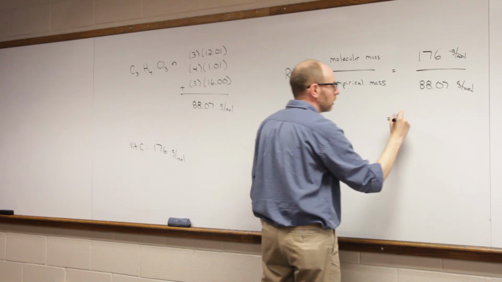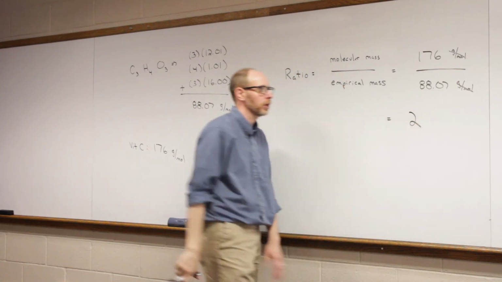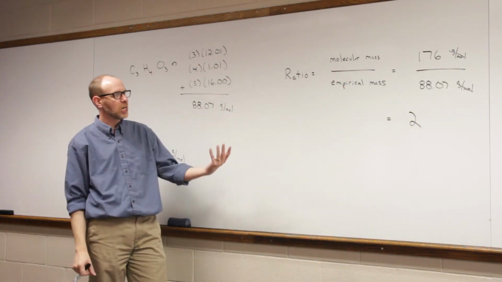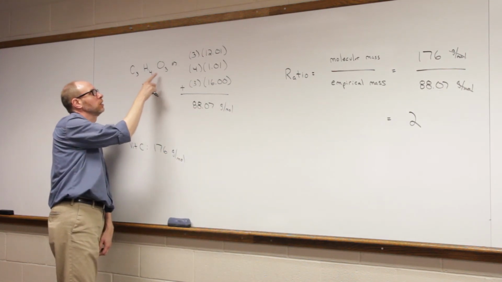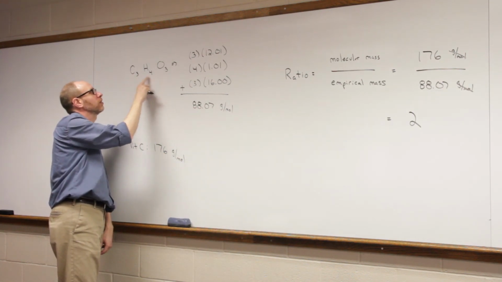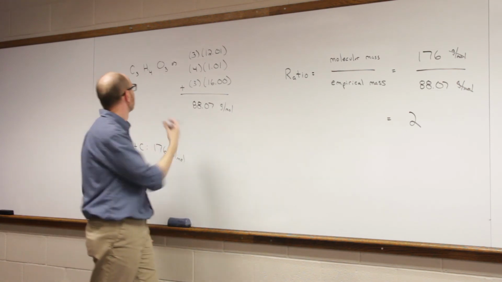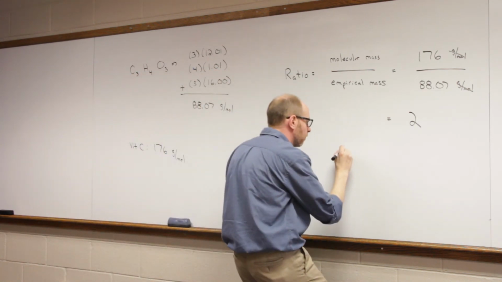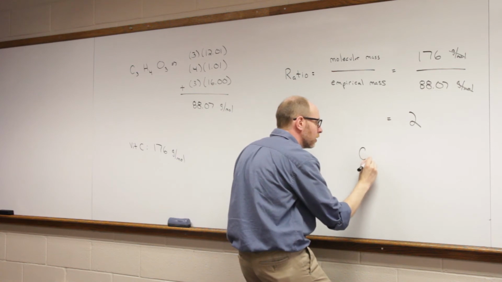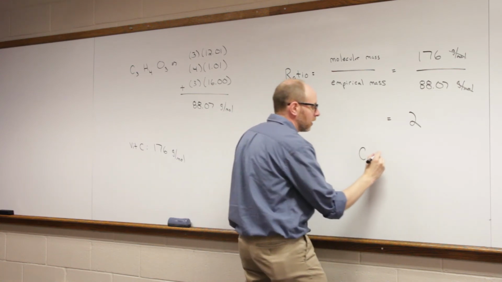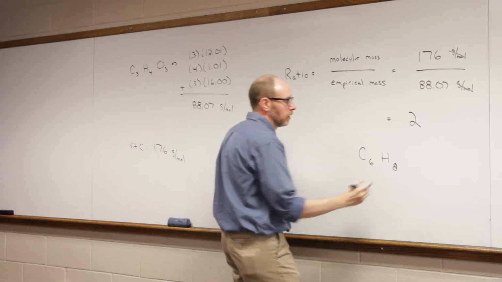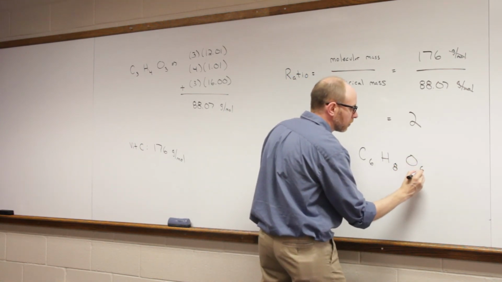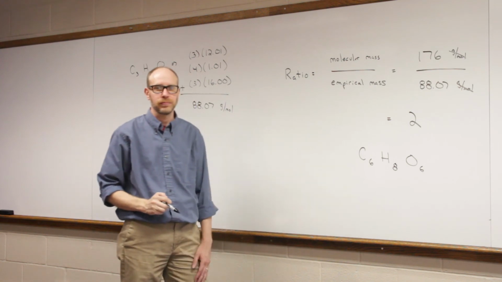If you do this division, you're going to find that the number comes out to pretty close to 2. So our ratio is 2, and what that 2 means is that we're going to multiply each of those subscripts in the formula by 2. So instead of C3, we have C6. Instead of H4, we have H8. And instead of O3, we have O6.